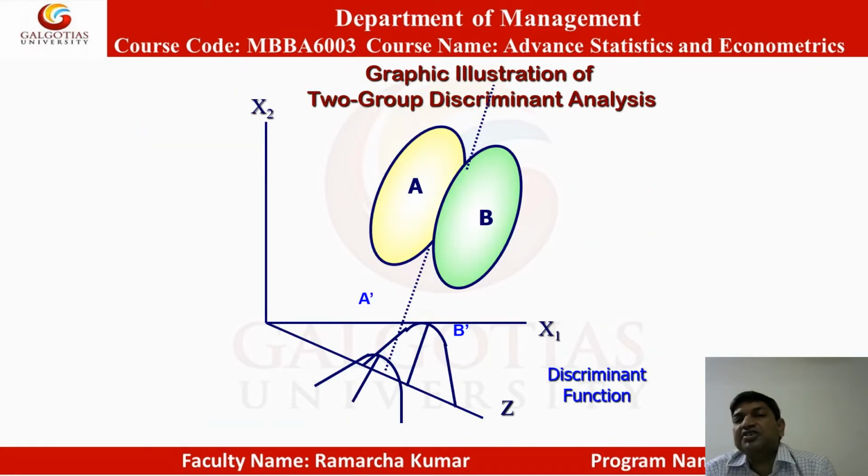Here is a graphic illustration of two-group discriminant analysis. We need to come up with a discriminant function, so you have A and B, and this is going to maximize the group mean differences. We need to put weights on all these variables, and the weights should be chosen such that they maximize the group mean differences.